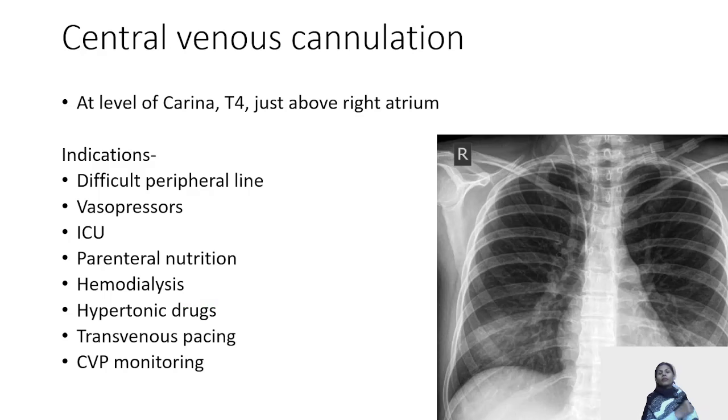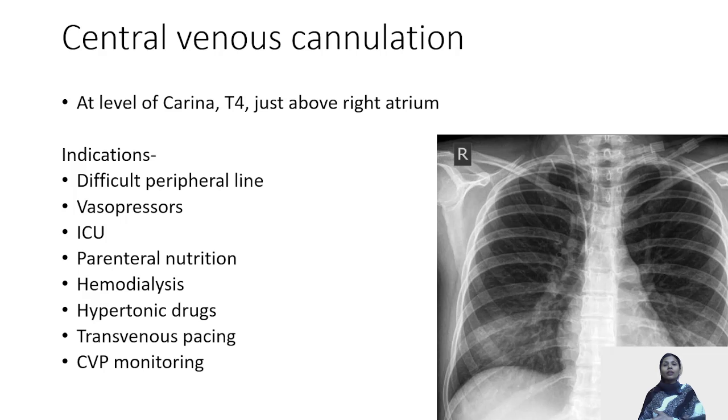Then a quick recap of the central venous cannulation. What is asked is, at what level does your central vein cannula have to be placed? That has to be at the level of the bifurcation of the carina or the T4 level, just above the right atrium. Done.